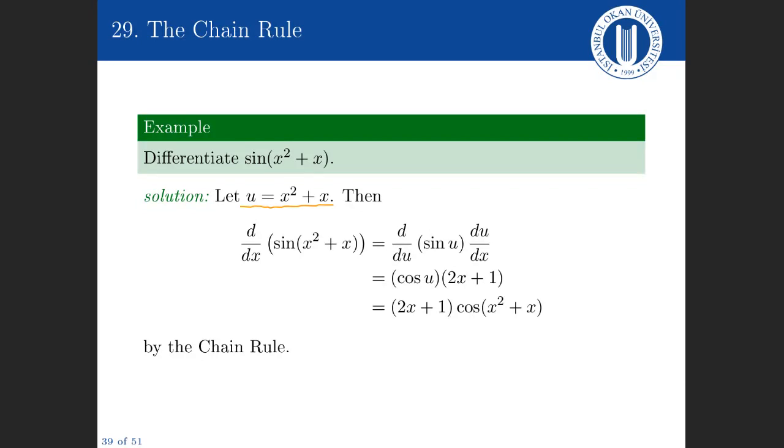Then we use the chain rule. The derivative of sine of x squared plus x is the same as d/du of sine u multiplied by du/dx. Then we imagine the du's cancel out and we end up with d/dx of sine u. The derivative of sine u with respect to u is just cos u. And the derivative of x squared plus x with respect to x is 2x plus 1. So that's 2x plus 1, cos. Final answer should not include u, so we replace u by x squared plus x. And again, I've used the chain rule, so I finish my answer by writing "by the chain rule."